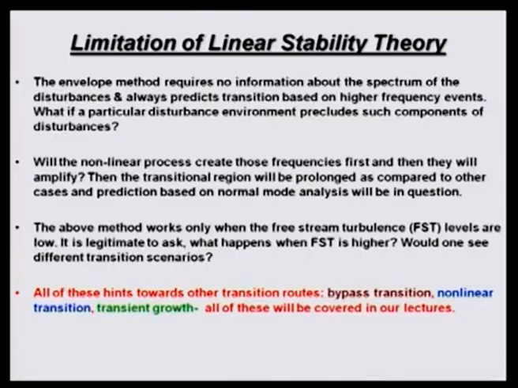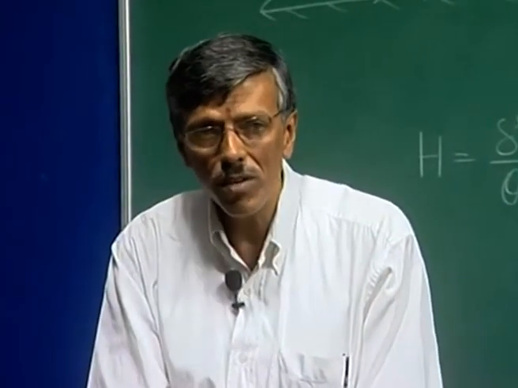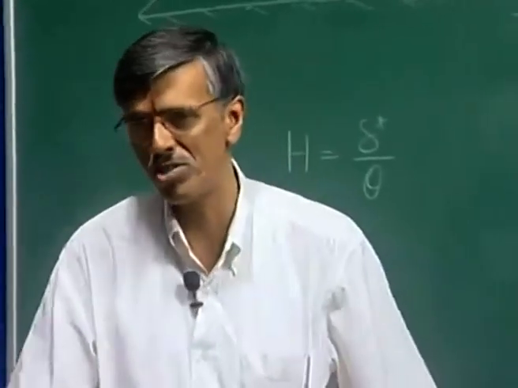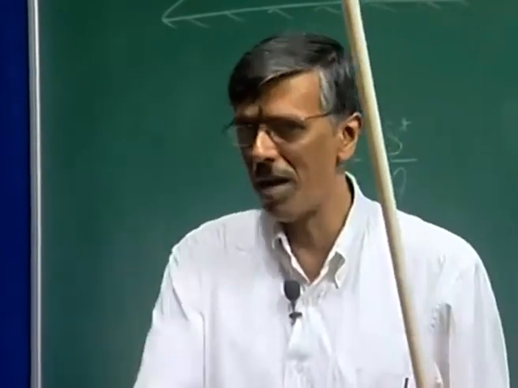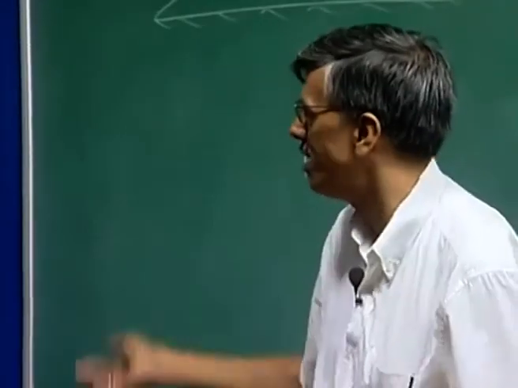This envelope method that we did talk about, the e to the power n method, does not require any information about the frequency content, or what we call the spectrum of the disturbance. We just somehow say that it is a mishmash of the whole thing. Whenever it reaches the value of n equal to 9, we are done.